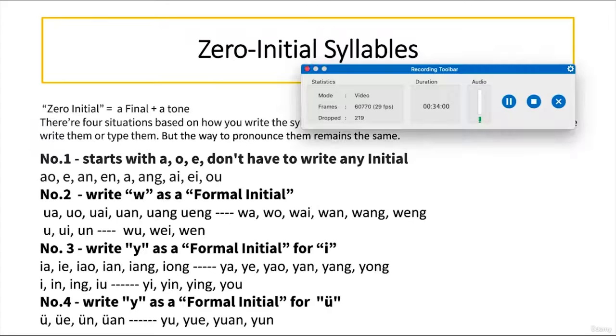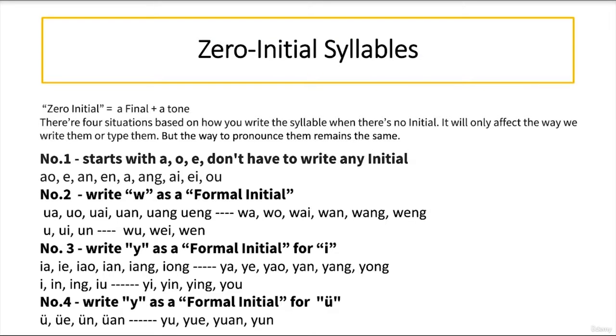Good job. The last part will be zero initial syllables. As I've mentioned earlier, a zero initial is when a pinyin syllable is made up of a final and a tone without an initial. There are 4 situations based on how you write the syllable when there's no initial. For all the zero initial syllables in the pinyin system, all we have to remember is the spelling rule when we write or type them, but the way to pronounce them remains the same. Number 1. Don't have to write any initial.